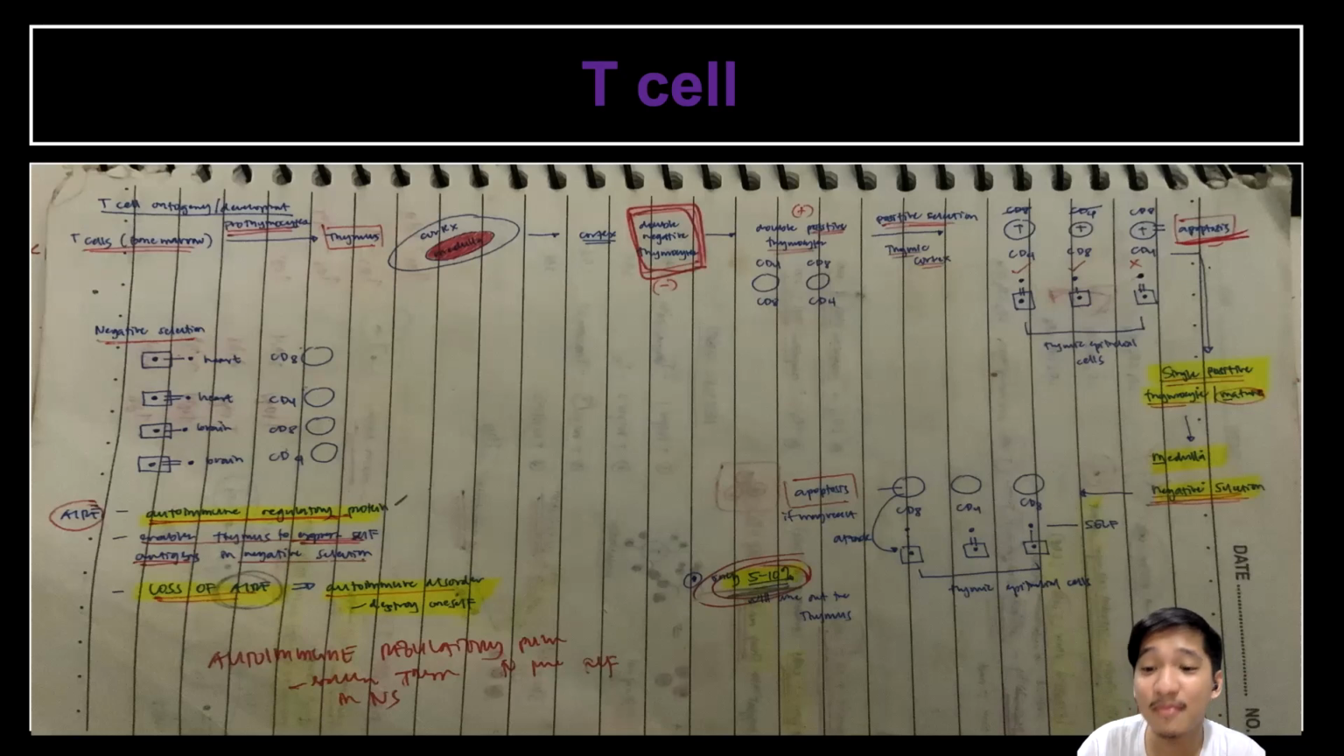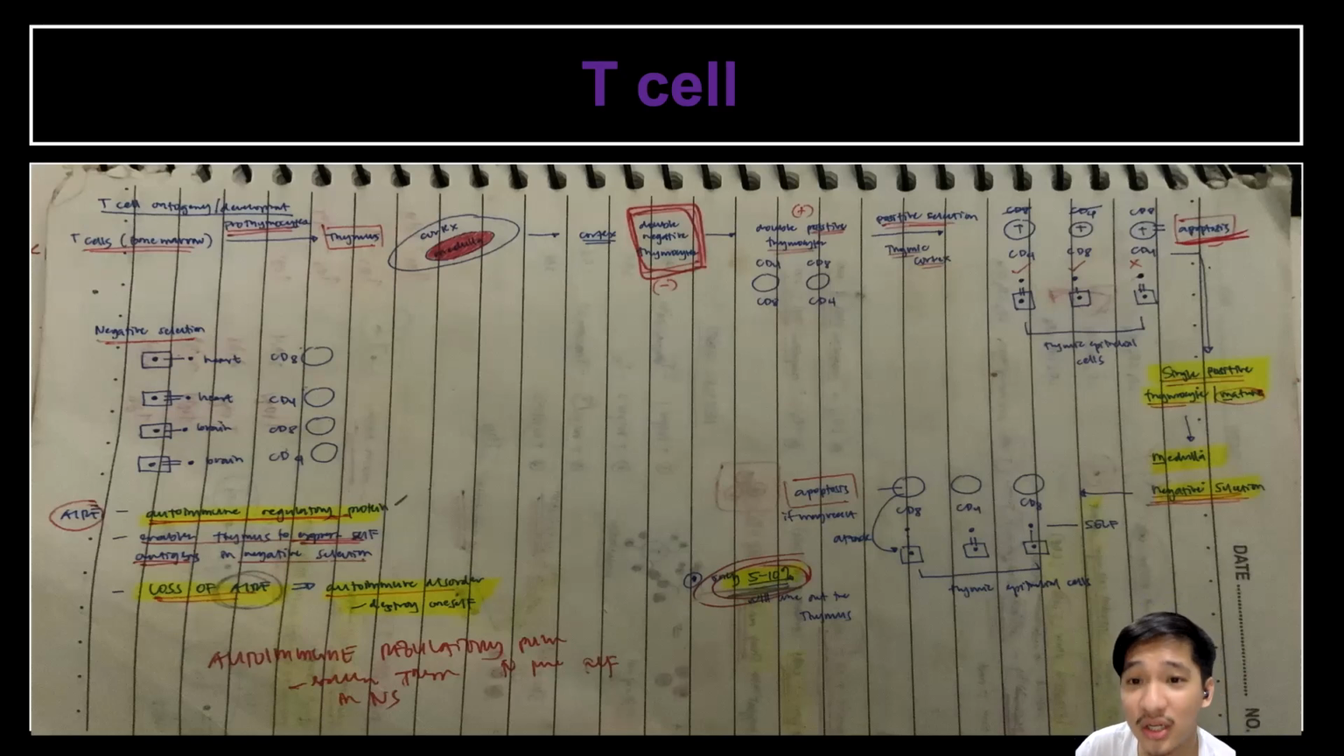We know that our thymus has two parts. We have the thymic cortex and the thymic medulla. So our prothymocytes will now go to our cortex, and they will now be called the double negative thymocytes. And then they eventually gain some markers, or the CD markers, and they will now be called the double positive thymocytes.